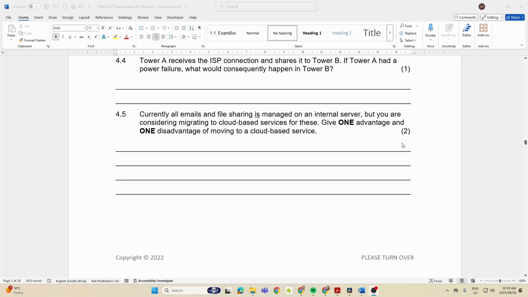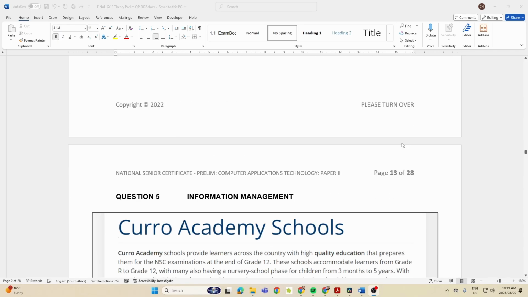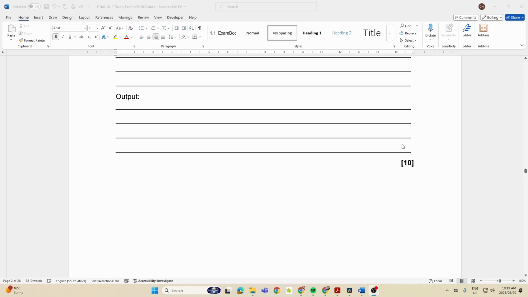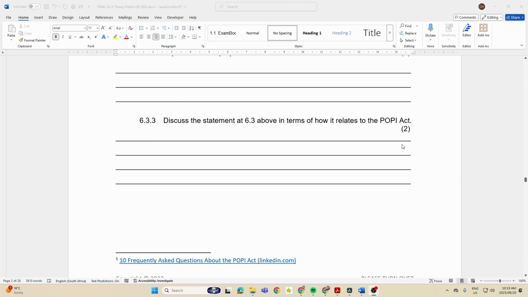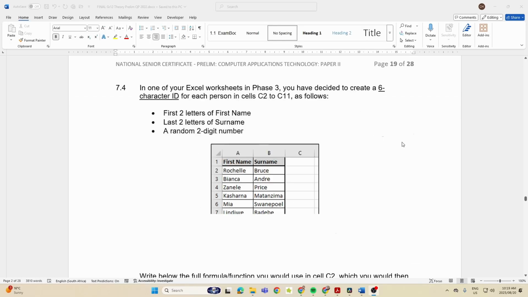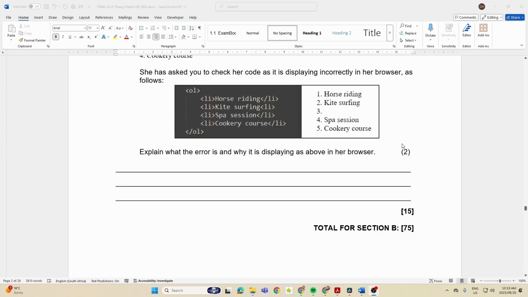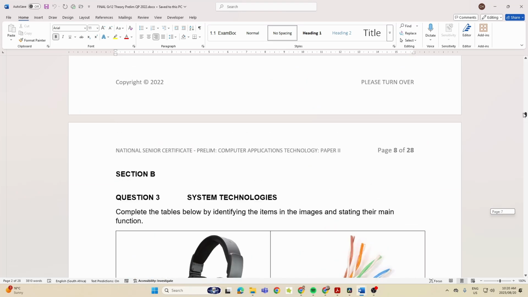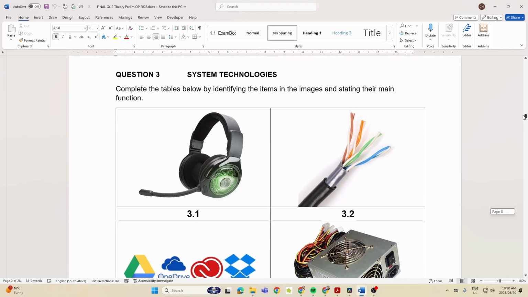Then we've got internet and network technologies. And then information management and social implications. I think that wraps up, oh no, solution development as well. Okay, so you can see there are a couple of questions inside of this section. So the first thing that we're going to get is this. And here now we are going to get hardware items.